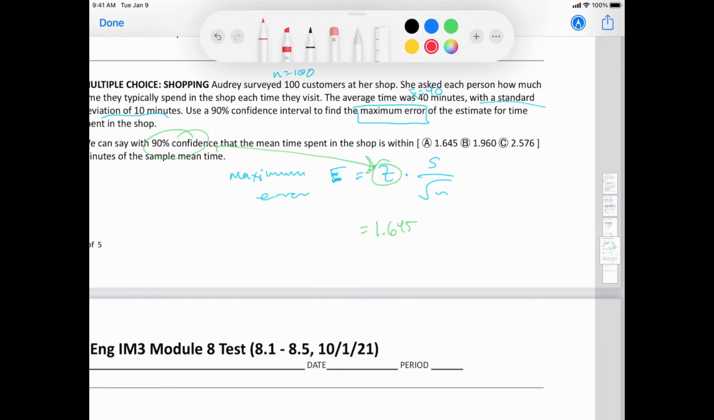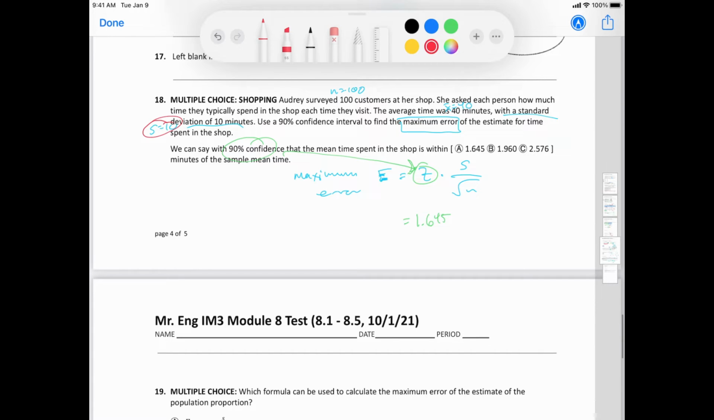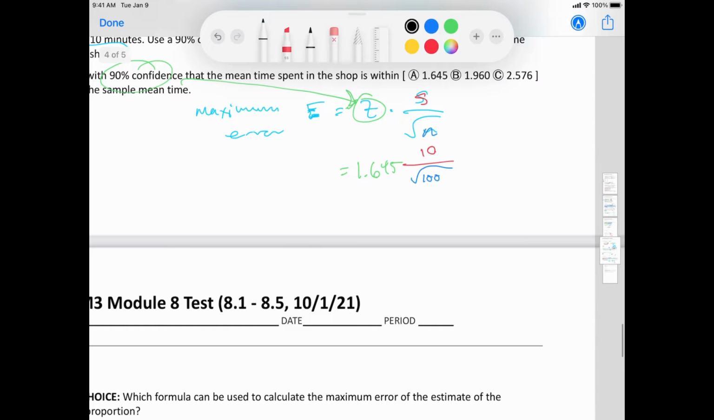The standard deviation we said was s equals 10. And then the n value we said was 100. So n is 100, and you have to take square root of that. All right, if you simplify this, you'll get 1.645. The square root of 100 is actually just 10. And 10 divided by 10 is just 1. So you're just left with 1.645, which would be choice A.